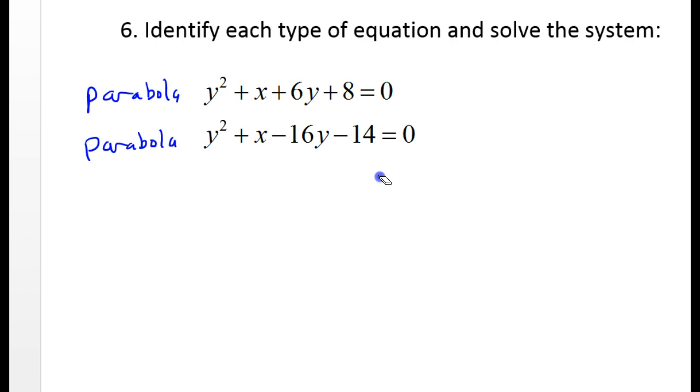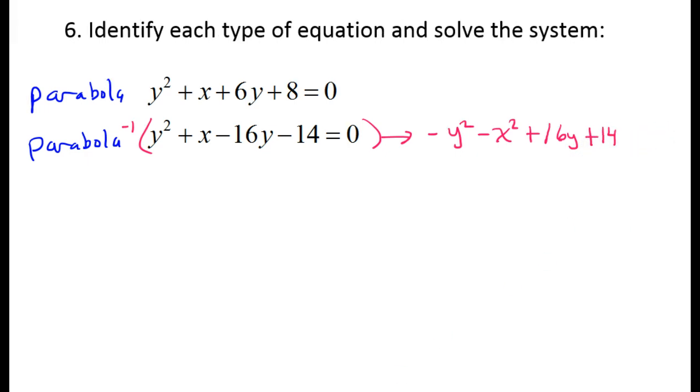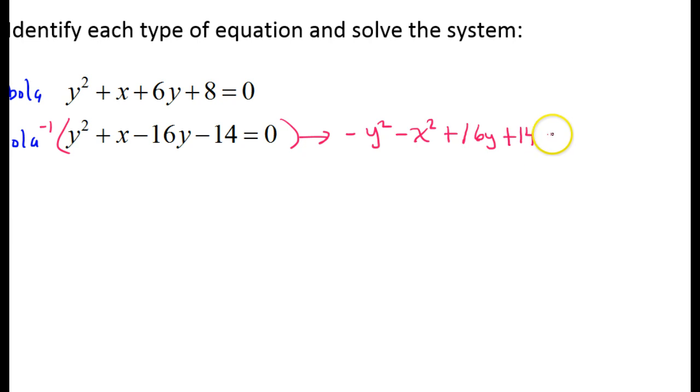So what am I going to do? I think this would be a great time to use the elimination method. Do you see how the like terms are all lined up? That is great, because imagine that I were to multiply the bottom equation by -1. What would happen? Just picture that in your mind. I would get negative y squared minus x squared plus 16y plus 14 is equal to 0. Alright, I just changed all of the signs.